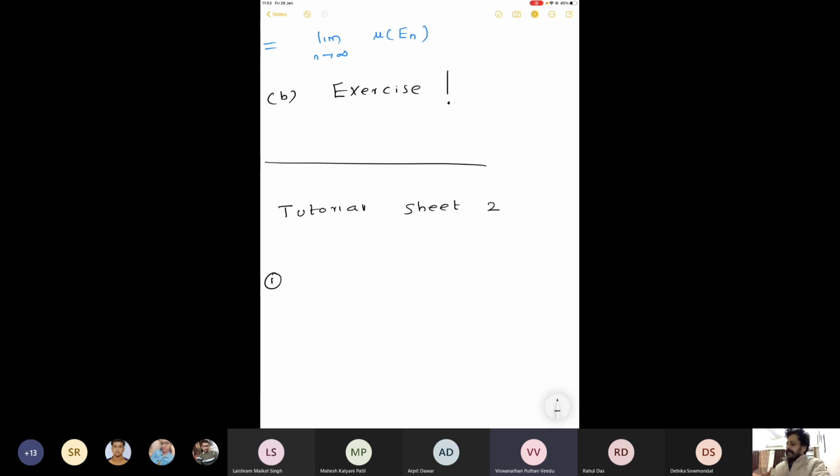The first question: E is a subset of R. Show that for every epsilon greater than zero, there exists an open set G_epsilon in R such that E is contained in G_epsilon, and the outer measure of G_epsilon is less than or equal to the outer measure of E plus epsilon. E is given to you, and you can find an open set G_epsilon. What is the intuition? How do you understand this problem intuitively?